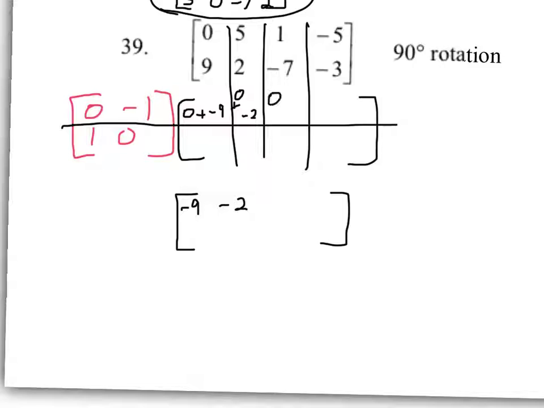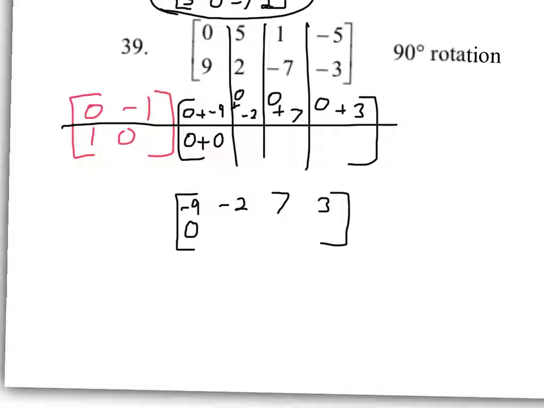0 times 1 is 0. So you might notice we're getting a 0 for all of these. And then negative 1 times negative 7 is positive 7. Add those together, and you get 7. And lastly, in the first row, 0 times negative 5 is 0. Negative 1 times negative 3 is positive 3. Add those, and you get positive 3. All right, now for the second row. 1 times 0 is 0. 0 times 9 is 0. Add those together, and you get 0.